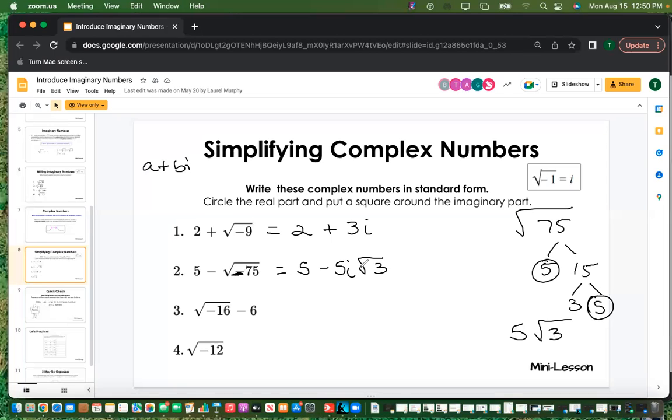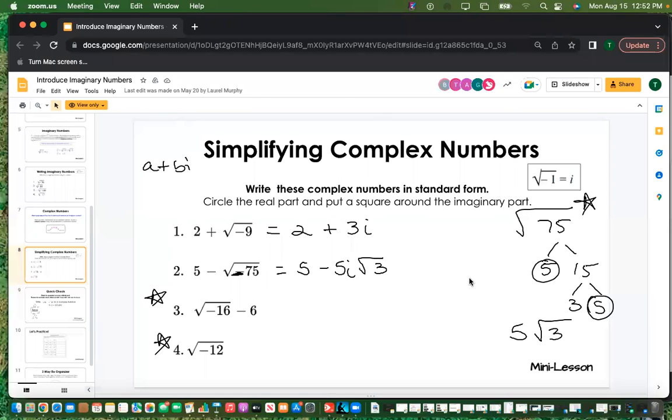Okay, I hope you remember this from Algebra 1. If you don't, that is how you do it. I want you to take a moment and try 3 and 4. See if you can simplify those.